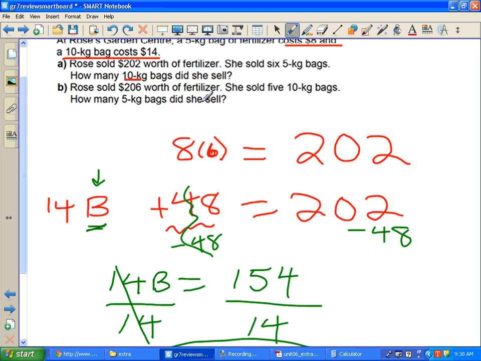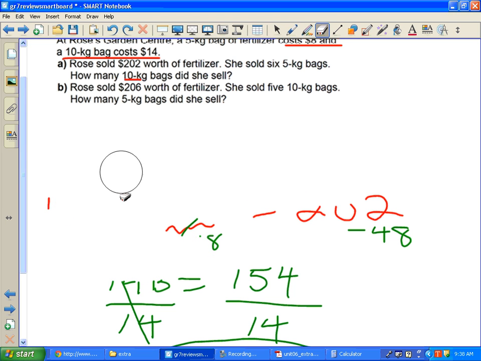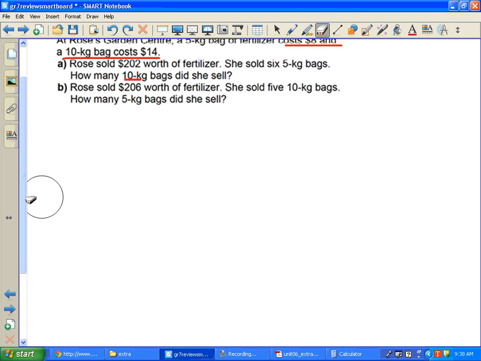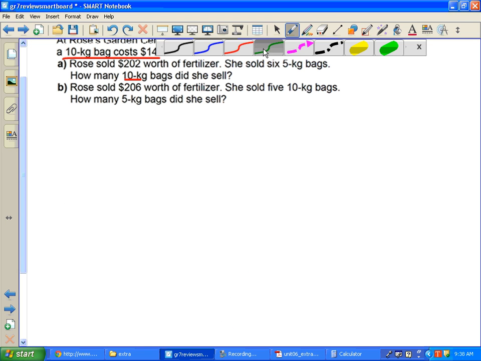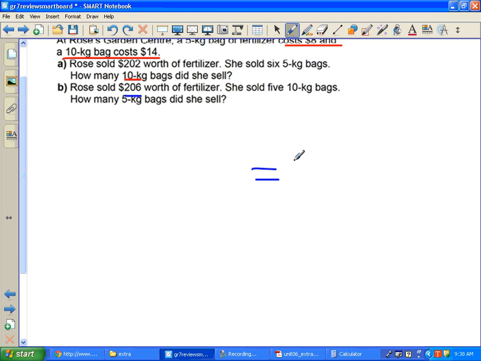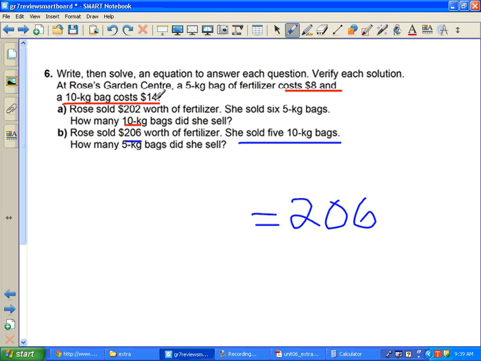Part B is done exactly the same. The only difference is it says Rose sold $206 worth this time. So we could take the exact same way we did it before. I'm not going to work this one out all the way. I'm just going to show you how to set it up. So she sold a total of $206 worth. And it says she sold 5 10-kilogram bags. So a 10-kilogram bag is 14 bucks. So she sold 5 times $14.